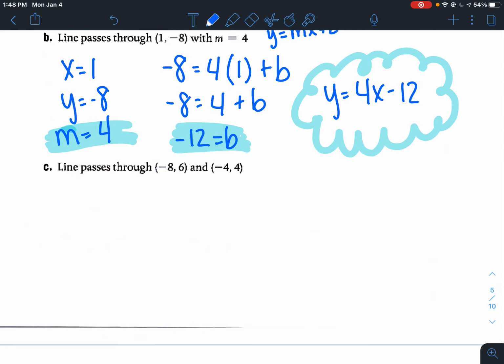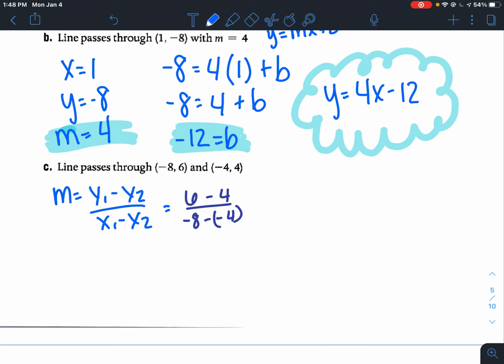Okay, now we're given 2 points. We want the line that passes through the point negative 8, 6 and negative 4, 4. So for this one, I'll need to use my slope formula, which is the difference of the y's over the difference of the x's. It doesn't matter which order you plug in your y's, so long as you keep it the same for the x's. Otherwise, your sign will change. So we have negative 2 over 4, which reduces to negative 1/2.